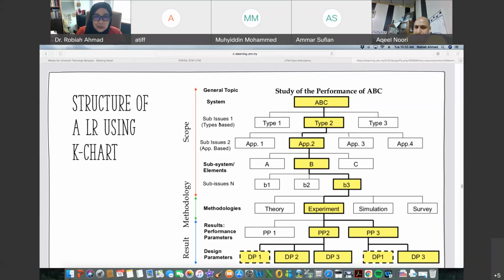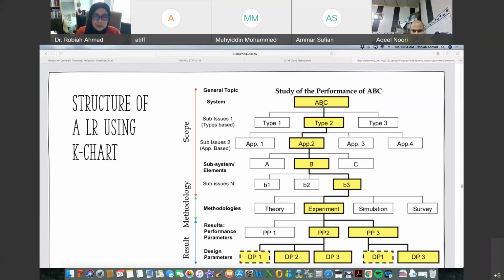Okay, so there are 1, 2, or 3 types. Maybe you only concentrate, for example, on renewable energy. So we have solar, we have wind, and what else? Piezoelectric and so forth. So we concentrate on solar maybe. Then sub-issue number 2, maybe we only concentrate on isolated islands, or maybe on the northern Mediterranean part of the world, something like that. So this is the application; the green highlighter is the one that you concentrate on.